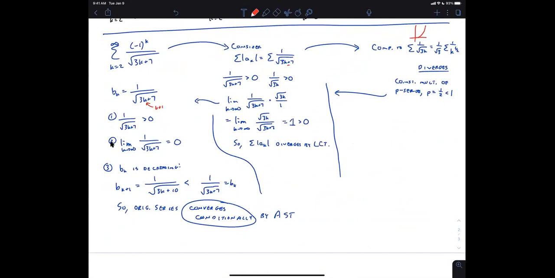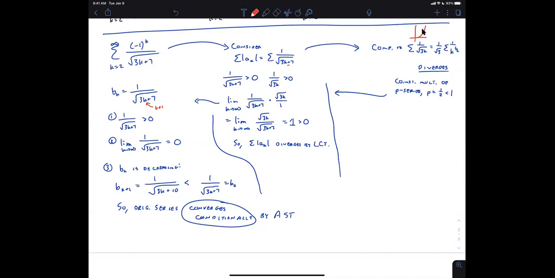Other questions on this example? I'm looking in chat. Yeah, can you go over the comparison tests, like the rules for that again? Yeah, I'm going to try to get to everything. I'm going to go down the chat with that. But yeah, the idea with the comparison test is that if this easier one diverges, you want to think, okay, that means it's going to infinity.